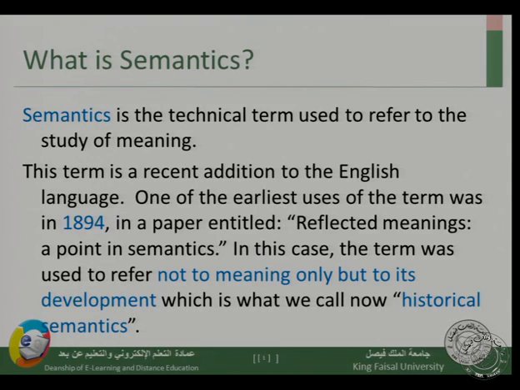One of the earliest uses of the term was in 1894, and it was used in a paper called Reflected Meanings, a Point in Semantics. But in this paper it wasn't used in the way that we use it today. It was used to refer to historical semantics, which is the study of meaning and its development. So the development of meaning is not really how we use the term semantics today. We use historical semantics to refer to this meaning. So the meaning changed from what it was in 1894. But this is one of the earliest uses of the term in the English language.